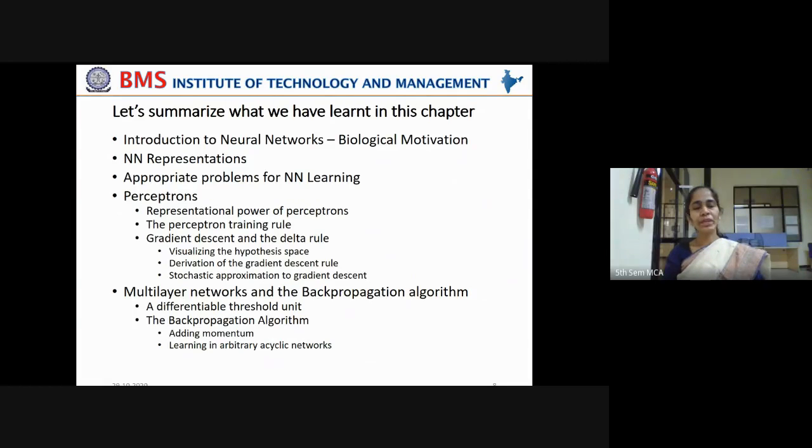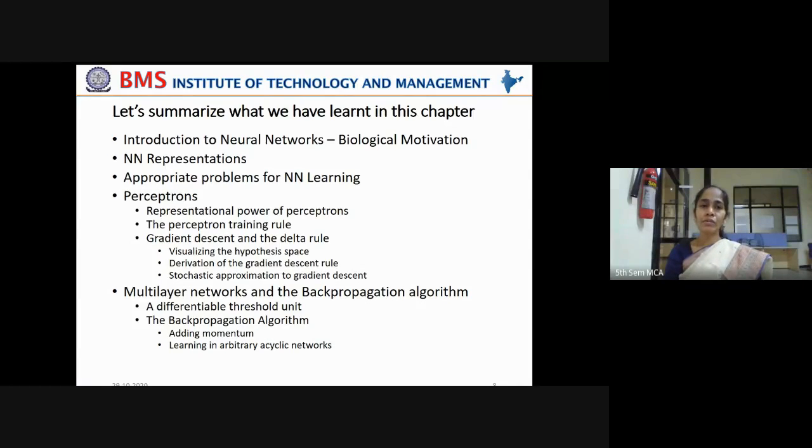This is how we complete our neural networks chapter. Let us quickly summarize what we have learned. We got the introduction to neural networks by understanding the biological motivation a human brain provides to neural networks, and the neural network representation by taking the autonomous driving vehicle system called ALVINN.